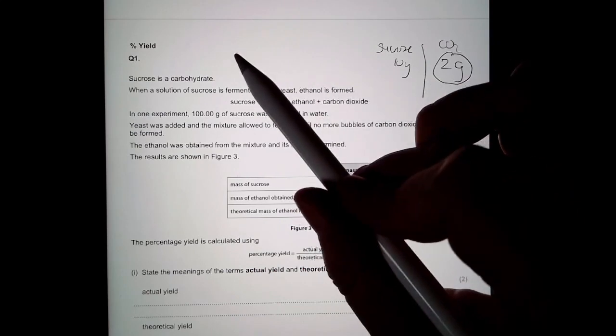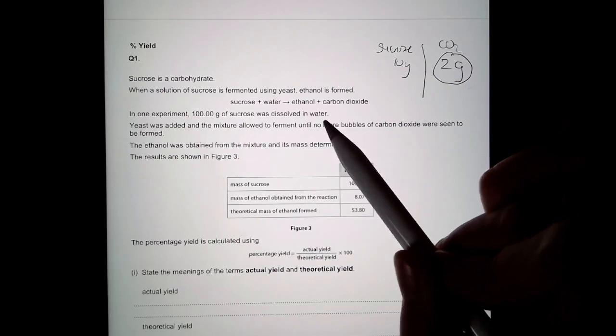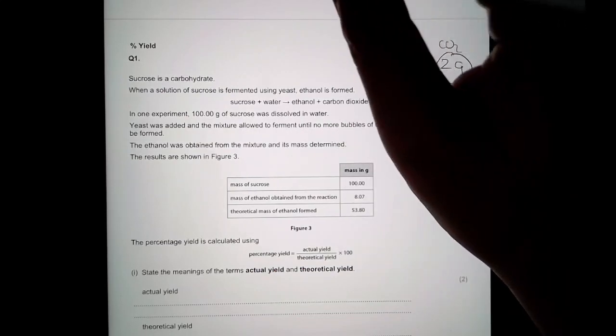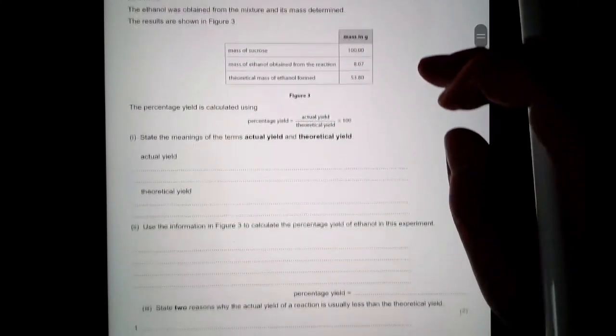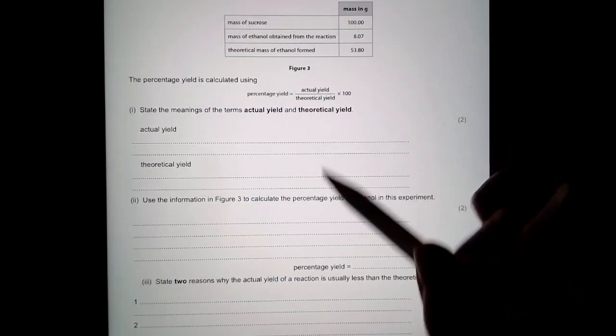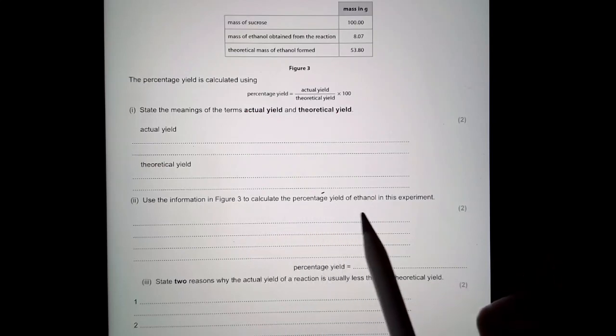And percentage yield is just taking what you actually get and dividing it by what you should get in theory and just timesing it by 100. So there's a few examples of that down here. So here, they give you the formula: actual divided by theoretical. This you can all get from the mark scheme, but it says here, use the information to calculate the percentage yield.